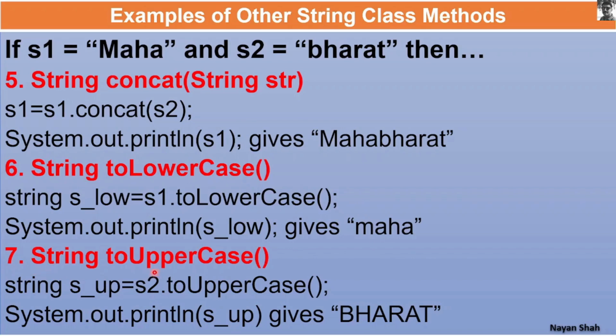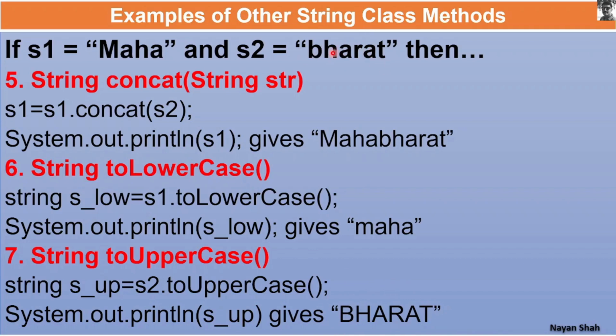Similarly, if you use toUpperCase, like string s_up is equal to s2.toUpperCase(), and then print it with System.out.println(s_up), it will give you BHARAT in full capital letters. Whichever characters are small, in fact all the characters in Bharat are small, but it doesn't matter if there are a few capital and a few small; ultimately the output will contain all the characters converted into capital letters.